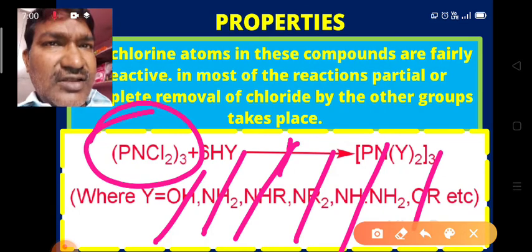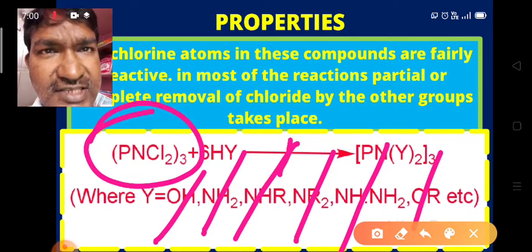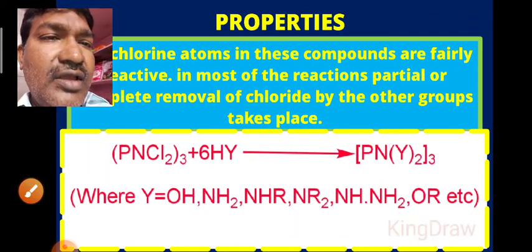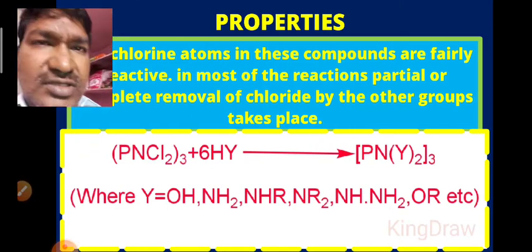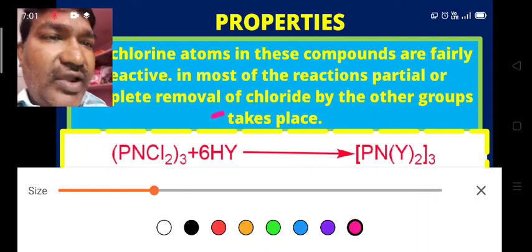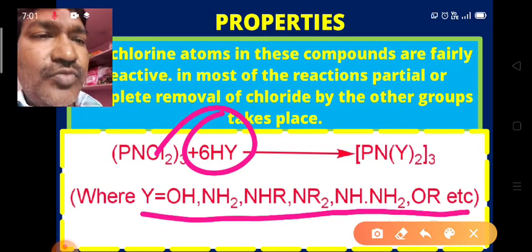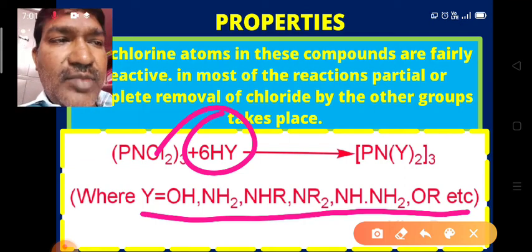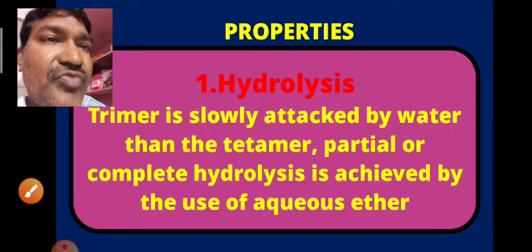So we can say that these phosphogens undergo nucleophilic substitution reactions like the alkyl halides. Here, generally we can represent the compounds that react with the phosphogens as HY. In the place of Y, we can write either hydroxy group or amine group or primary amine or secondary amine or hydrazine or alkoxide group. So like that we can write.